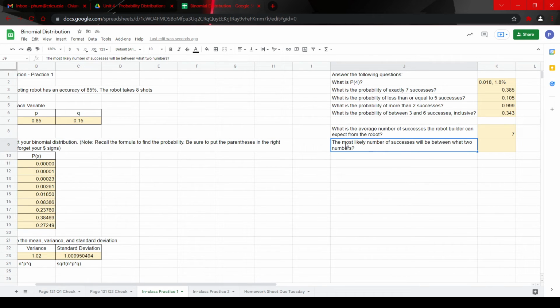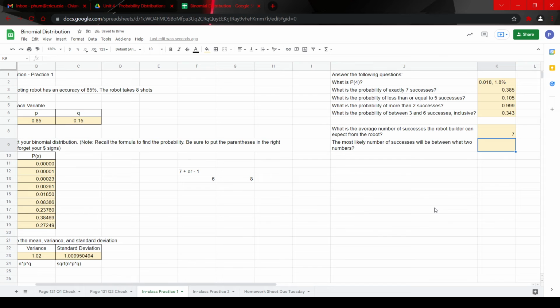The second question, the most likely number of successes will be between what two numbers? In this case, it would be 7, our mean, plus or minus our standard deviation, right? So 7 plus or minus 1. 7 minus 1 would be 6, and 7 plus 1 would be 8.